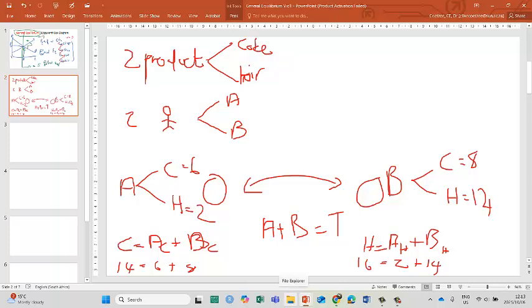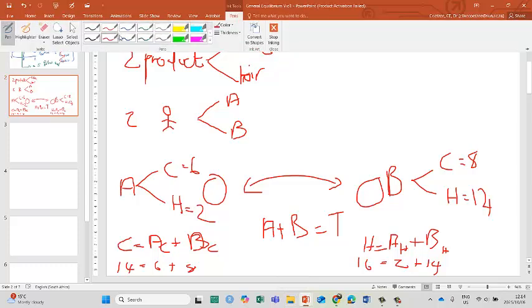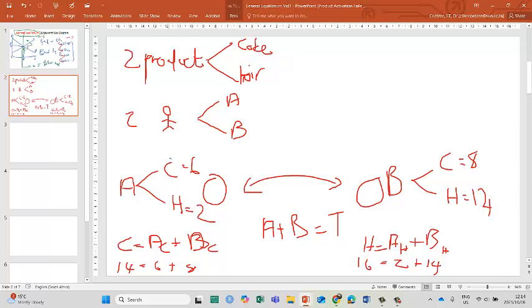Now you can express this as fractions or percentages and all of these sorts of things, but the nuts and bolts are exactly the same. And that is that Mr. A has 6 Cokes and 2 haircuts. Mrs. B has 8 Cokes and 14 haircuts.